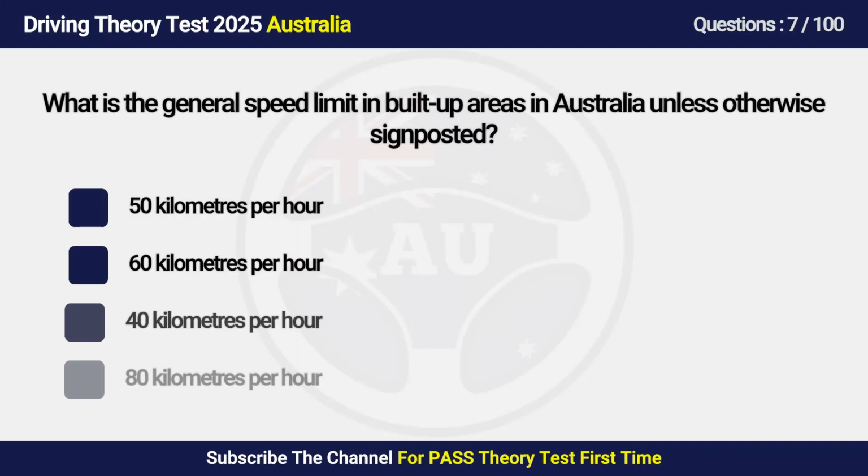Question 7. What is the general speed limit in built-up areas in Australia unless otherwise signposted? A. 50 km per hour. B. 60 km per hour. C. 40 km per hour. D. 80 km per hour.